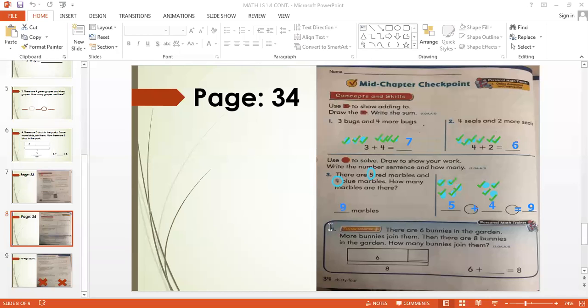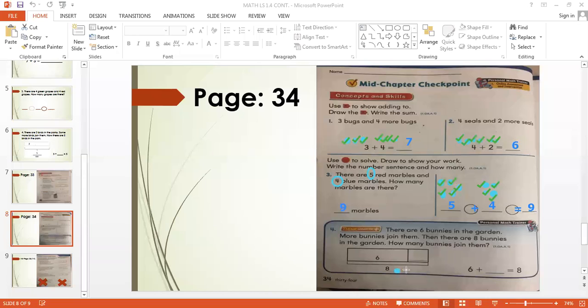Now, question number 4. There are 6 bunnies in the garden. More bunnies join them. So there are 6 already and more join them. You don't know how many. Then there are 8 bunnies in the garden. Look, they have given you the sum. This is the sum. It is 8. So let's do it.